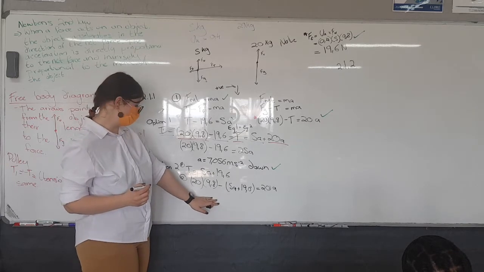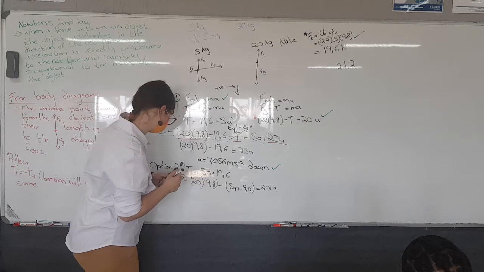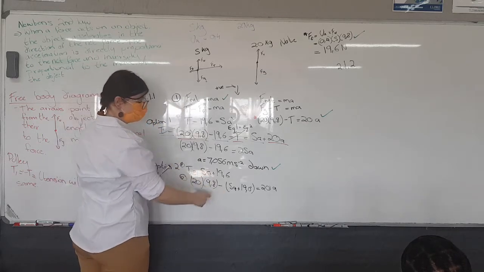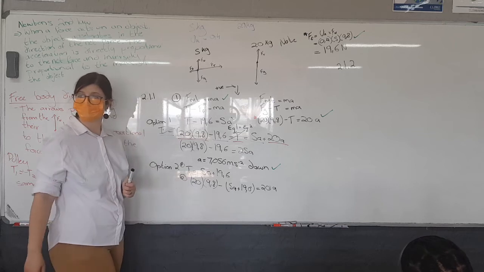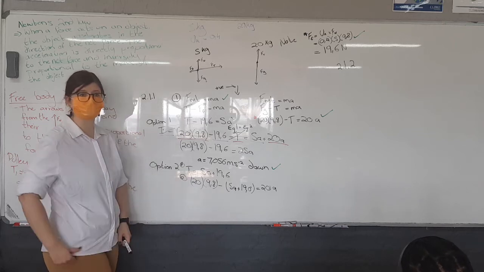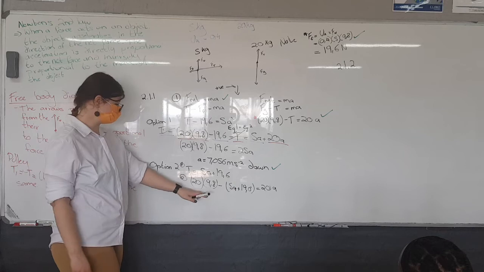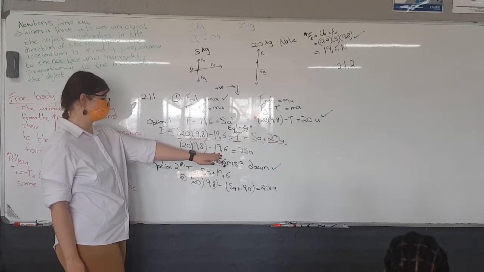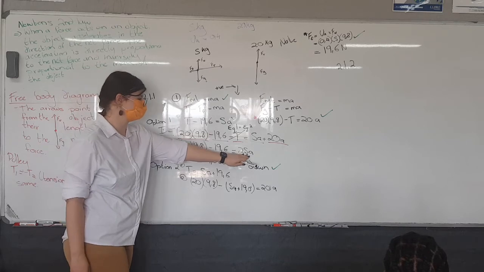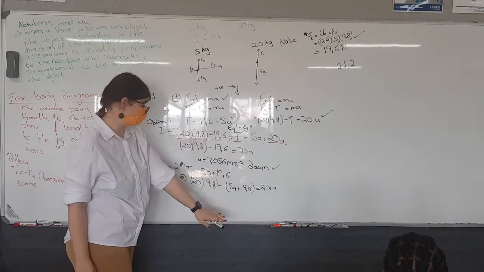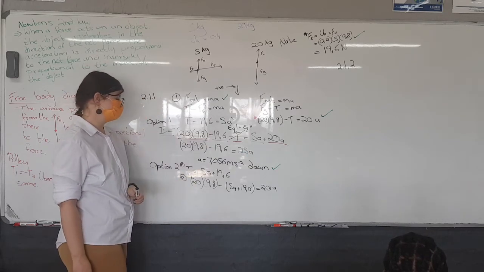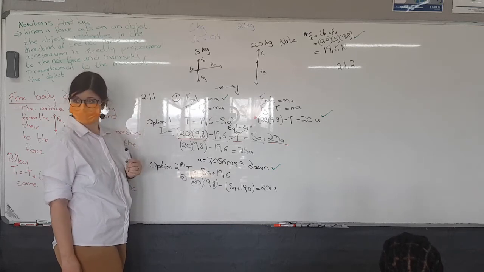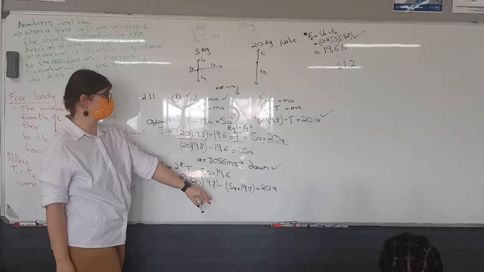So this is the other way. I found the answer for tension, and then I substituted it into equation 2. This is your simultaneous equations from maths coming in. And then I solve for A, which will give me 20 times 9.8 minus 19.6 is equal to 25A, and I get A as 7.056. Those are my 2 ways I can do simultaneous equations.